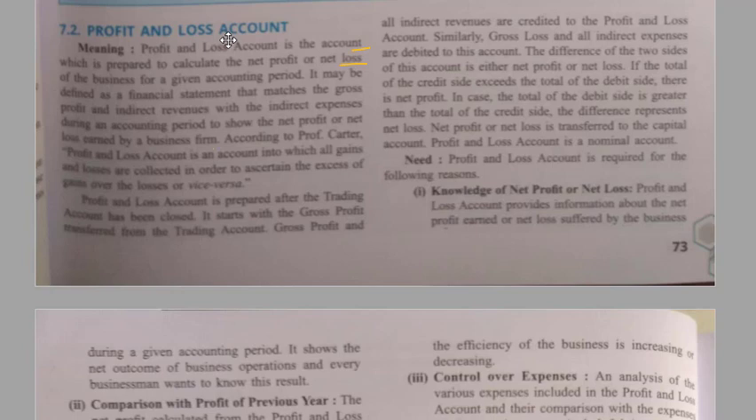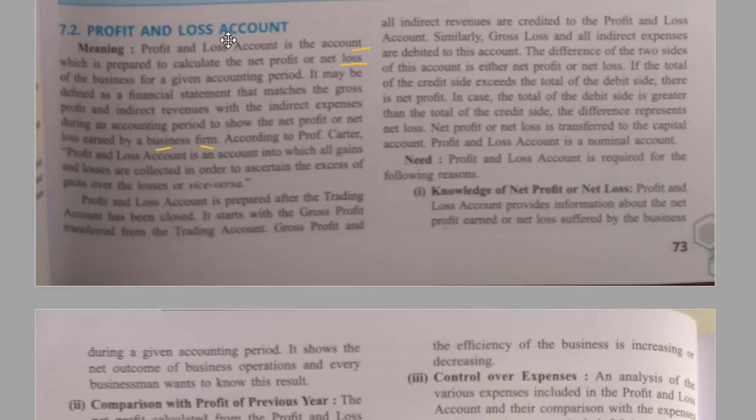So what does it mean? It means that in the profit and loss account, we show gross profit or gross loss. If I talk about gross profit, we balance gross profit and indirect revenues with indirect expenses. So the items which you record here are of indirect nature. It is indirect profit and indirect loss.